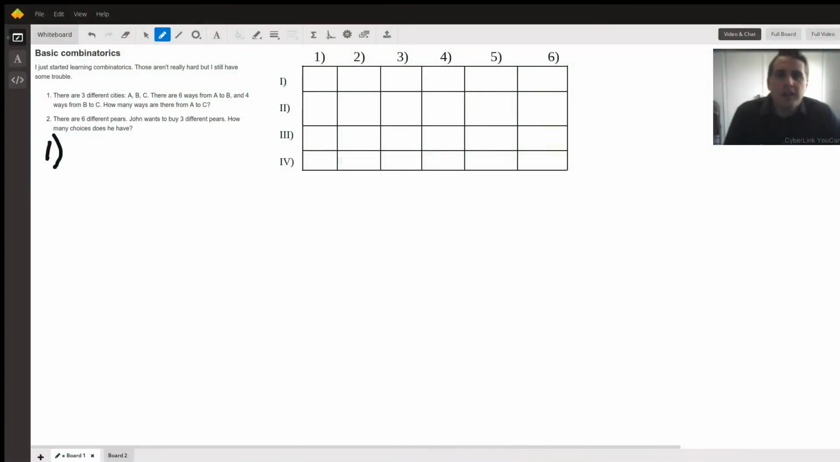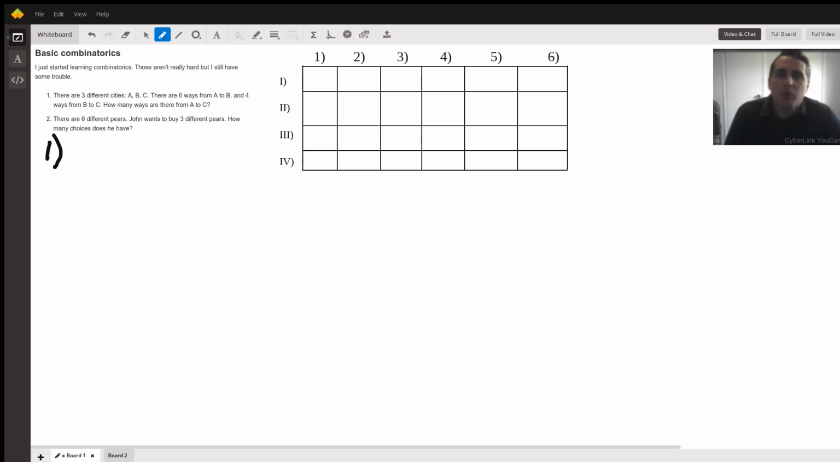Hello, I think I can show you how to answer these two probability questions by sketching it out, but also thinking about formulas. So in the first question, we have that there are 6 ways to get from city A to city B, and then 4 ways to get from city B to city D. The question is, how many ways are there to get from city A to city C?